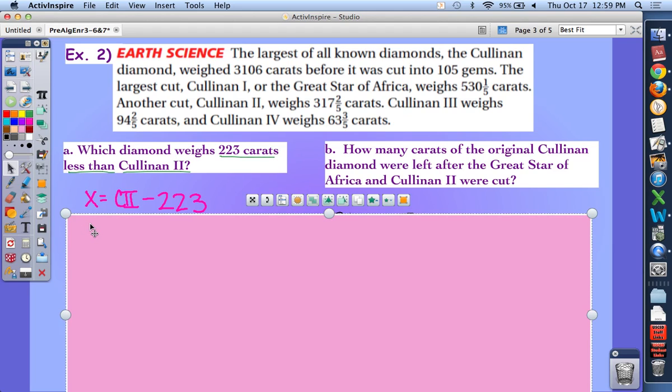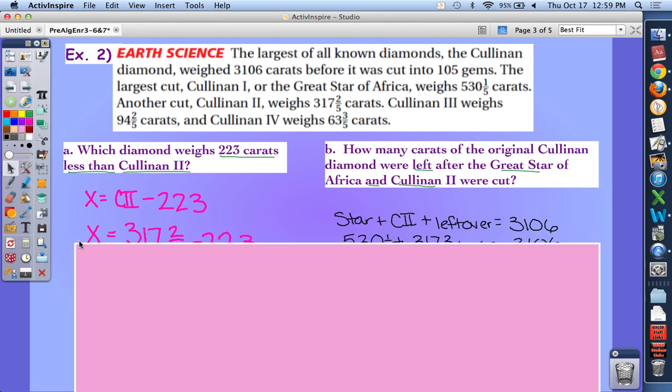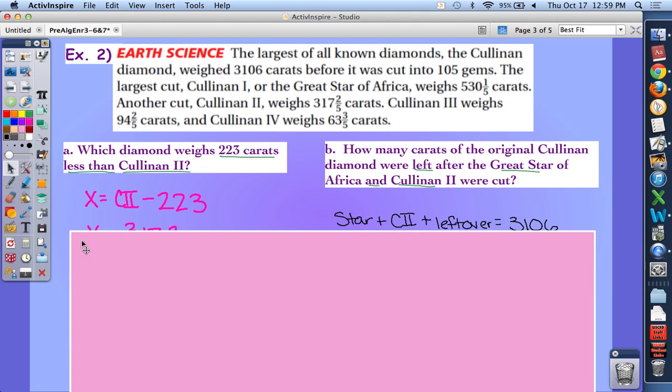And for B, some key information that might help you set up your equation. We want to know what was left after the Great Star and the Cullinan 2 were cut. So that means from the whole thing, from the total. I kind of think about equations as words first, before the numbers, before filling in. And it helps me to think about this. The Great Star, plus the Cullinan 2, plus whatever's left over is going to equal that total amount. And that original diamond was 3,106 carats. So these two might help you. Pause now if you still haven't solved it. I want you to try it on your own.